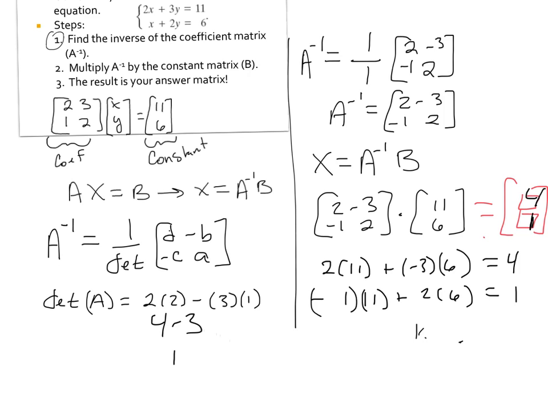So my solution to this matrix here, I'm changing my pen color real quick. So the resulting matrix that I got from doing this multiplication was 4, 1. And so notice these were my x values and these were my y values. So what that means is this is x and this is y. So x is equal to 4 and y is equal to 1.